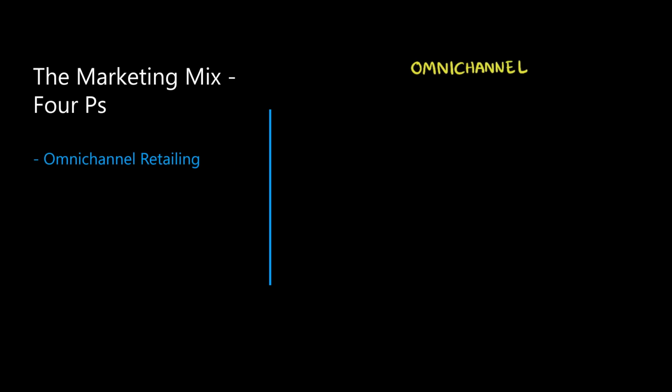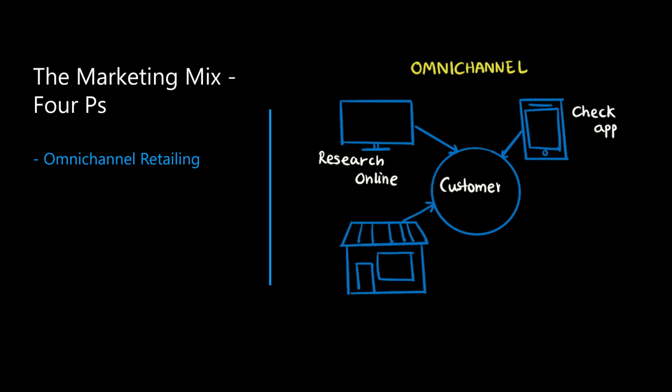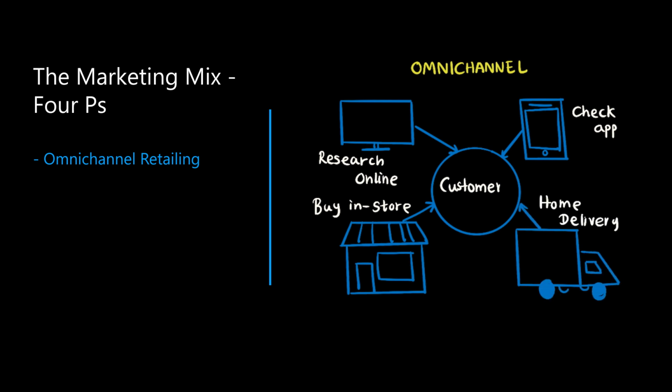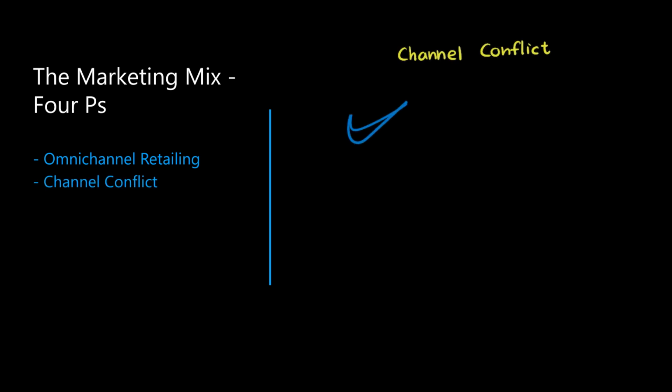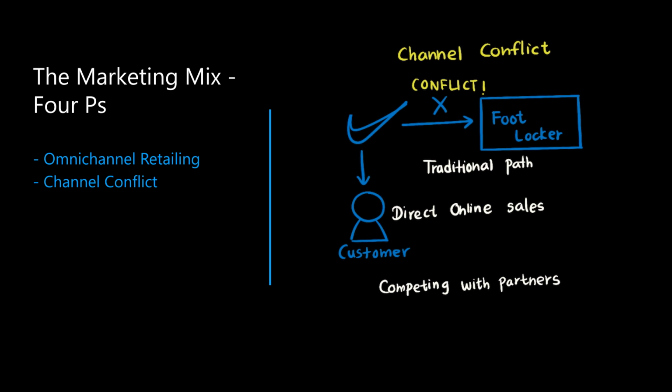Now here's where it gets really interesting for modern marketing. Omnichannel retailing means providing a seamless experience, whether customers shop online, in-store, or through mobile apps. A customer might research online, check inventory through an app, buy in-store, and arrange home delivery, all seamlessly integrated. Channel conflict occurs when producers bypass their traditional partners by selling directly to consumers, like when Nike started selling directly online, competing with Foot Locker and other retailers who also sell Nike products.